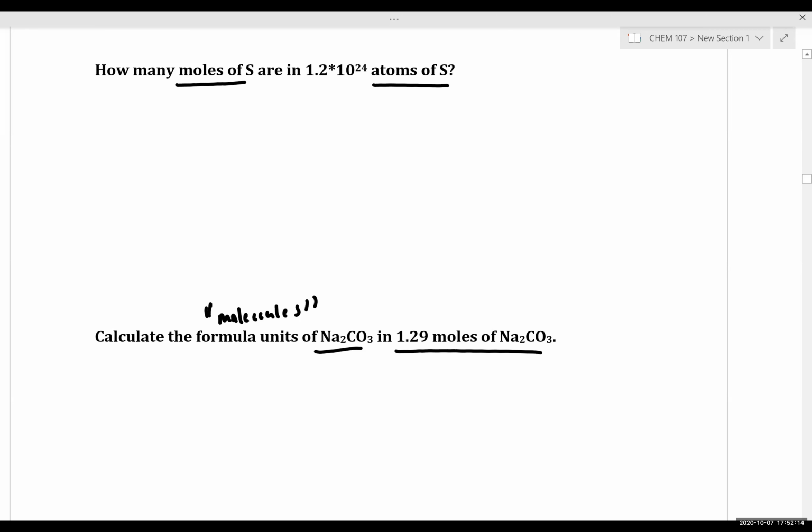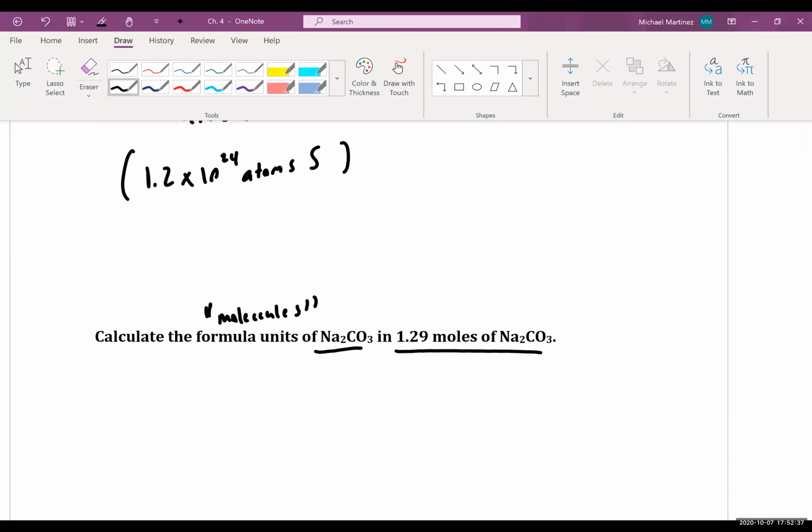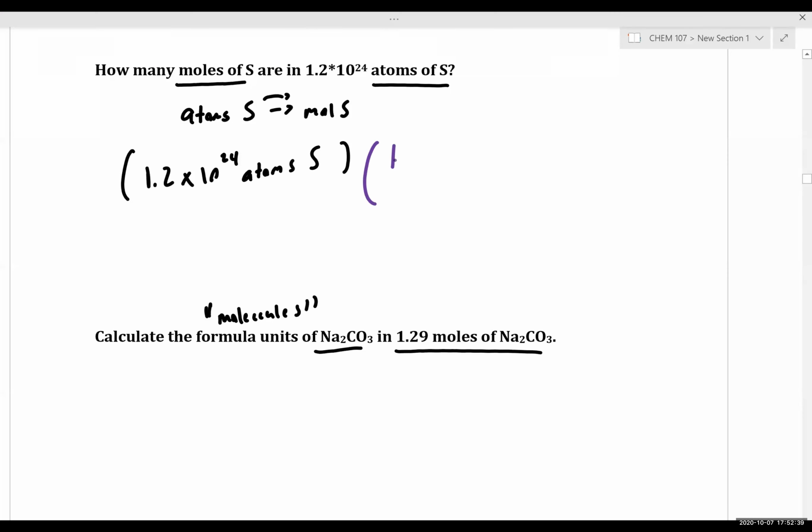Let's discuss this first example. We are given the atoms of sulfur, and we're asked to calculate the moles of sulfur. So if we have 1.2 times 10 to the 24th atoms of sulfur, to go from atoms to moles, we're going to want units of moles on top. And we know that in 1 mole of sulfur, we have 6.02 times 10 to the 23rd atoms of sulfur.